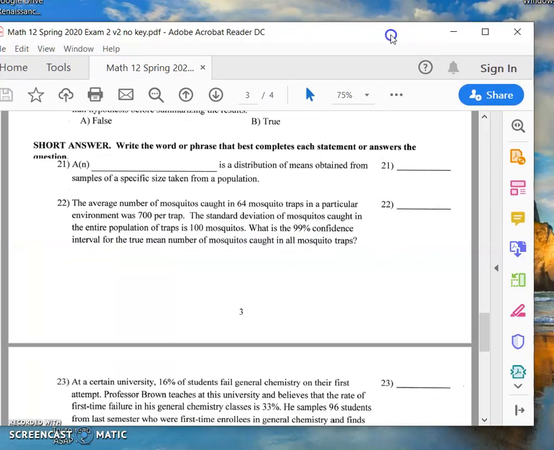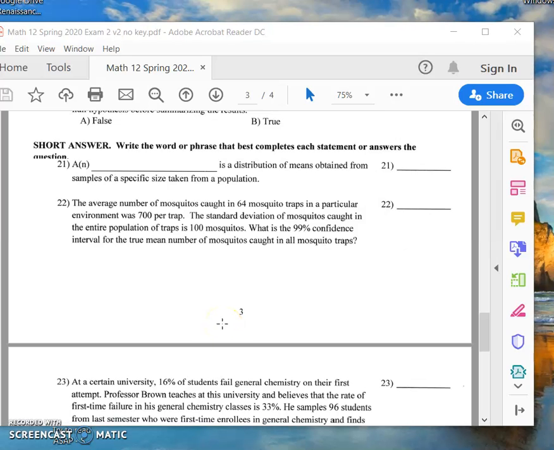All right, folks, this is going to be a problem from exam 2. It's problem number 22 from exam number 2, and this has to do with confidence intervals. Okay, so here's the problem.